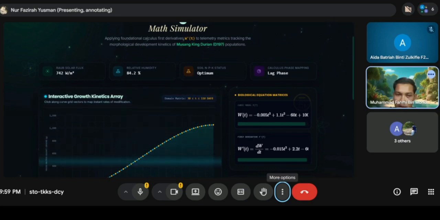over time. Using derivative in calculus, we can analyze the rate of growth and identify the best period for crop management and harvesting. This helps improve productivity and support precision agriculture in Malaysia.